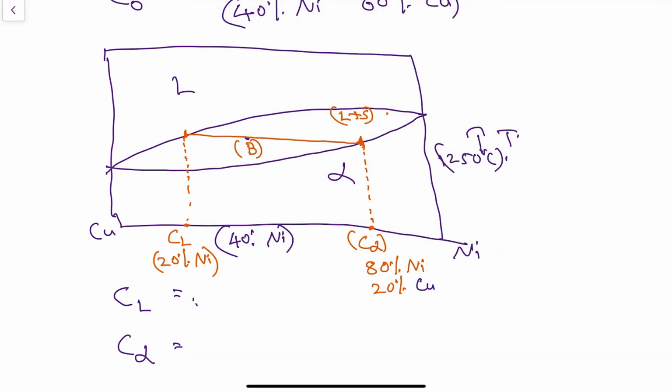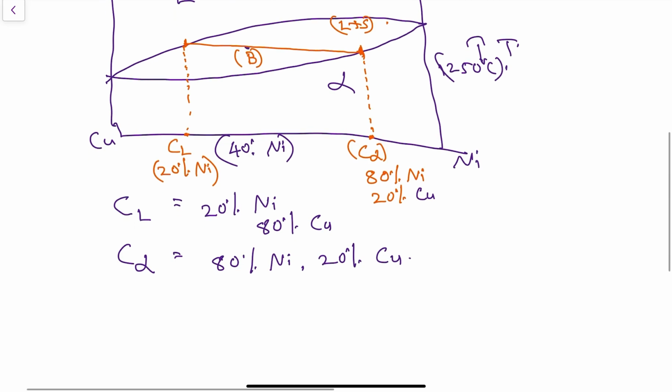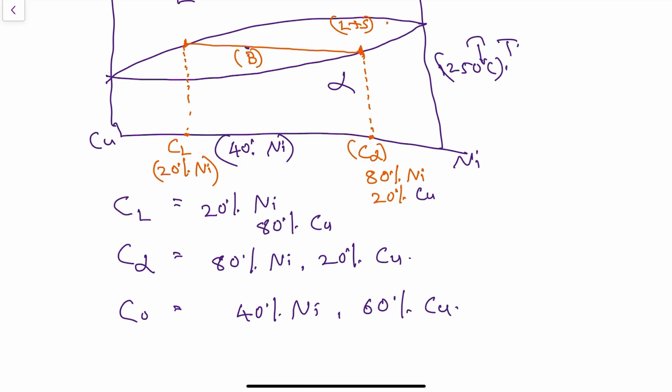So for the liquid, the composition is 20 percentage nickel and the remaining 80 percentage is copper, and here you have 80 percentage nickel and the remaining 20 percentage as copper. So this is the way to find the composition here. Note that the alloy composition as such is given by 40 percentage nickel and 60 percentage copper, but this is different from the composition of the phases.